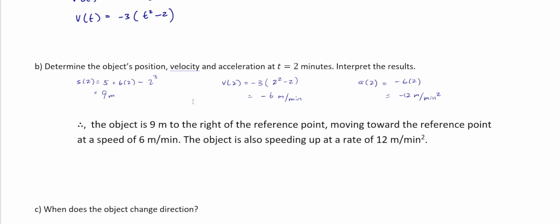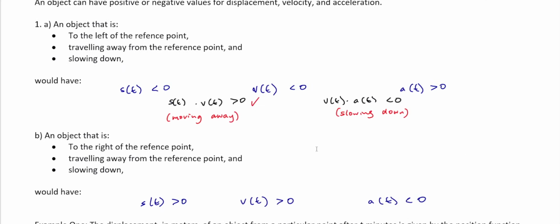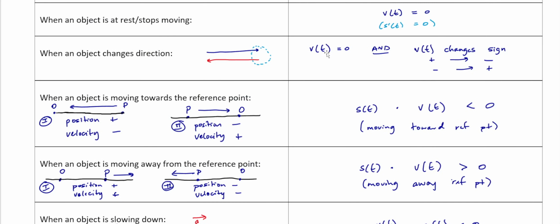And there we have it. Okay, so when does the object change direction? Well, let's just take a look at what we said happens when you have an object that changes direction. An object changes direction when the velocity function is equal to 0 and the velocity changes sign.